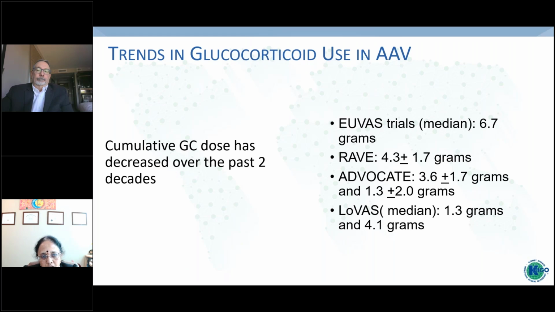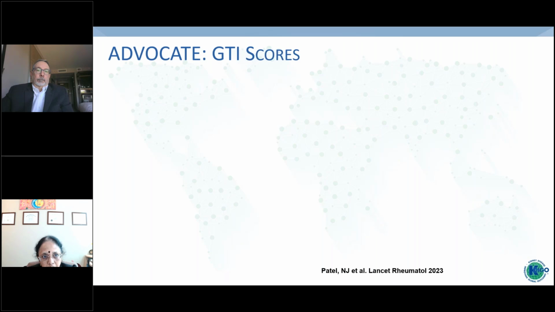But fortunately, a number of clinical trials have been conducted, and the cumulative glucocorticoid dose has decreased over the past 2 decades, going from over 6 grams in the earlier EUVAS trials to 4.3 grams in RAVE, and more recently in ADVOCATE and LOVAS, using about 1.3 grams mean dose.